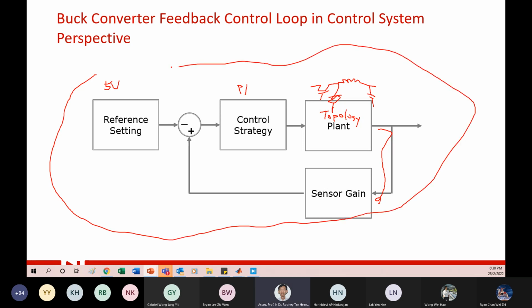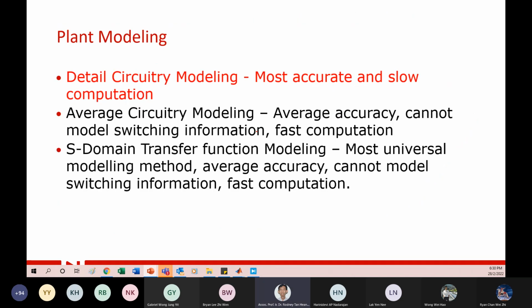And I will go through one by one how to model the plant and how to do the control strategy. Now we look at the plant modeling. There are 3 ways of doing the plant modeling. The first way is what we are doing now. We call it detailed circuitry modeling. That's the most accurate but slow computation. That's when you draw the circuit, right? That's why I asked you all to do it, because we are going to use this method.